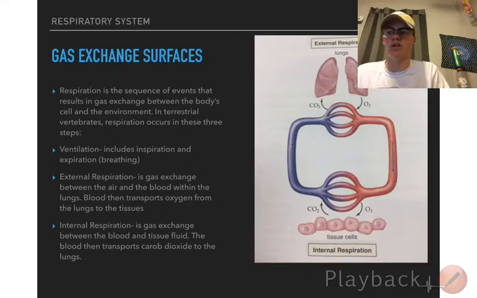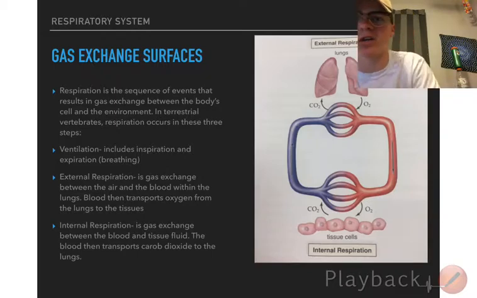Ventilation includes inspiration and expiration, which is just breathing. External respiration is gas exchange between the air and the blood within the lungs. Blood then transports oxygen from the lungs to the tissues. And internal respiration is gas exchange between the blood and the tissue fluid. The blood then transports carbon dioxide to the lungs.